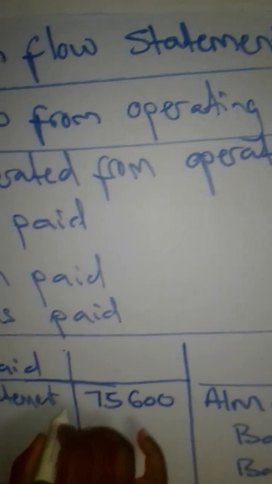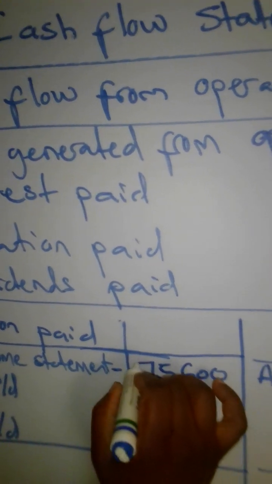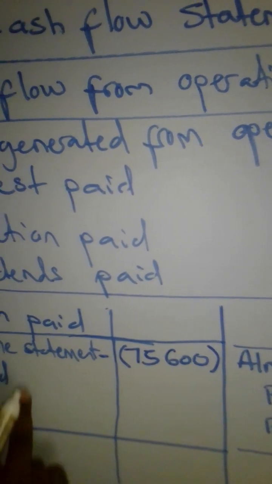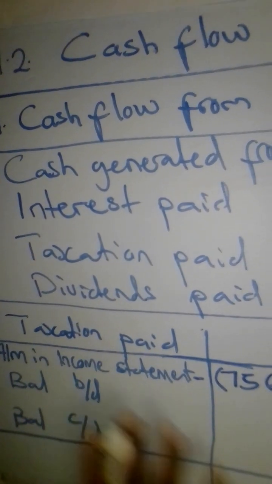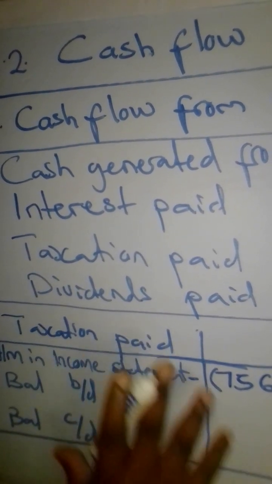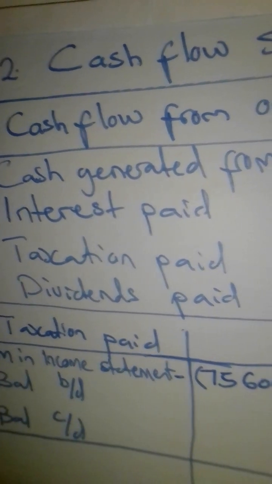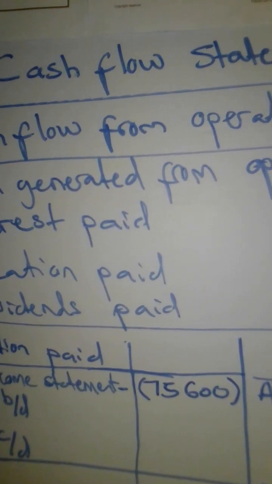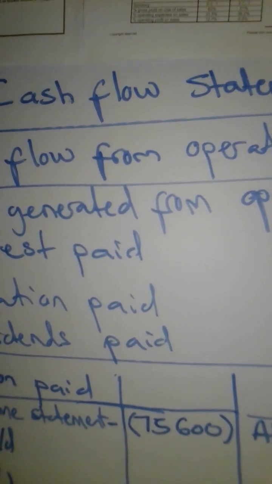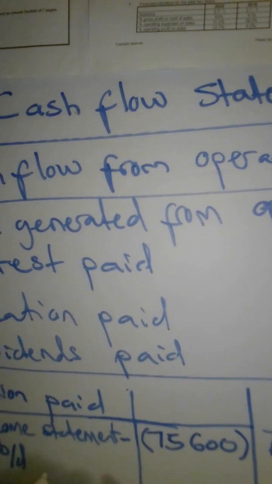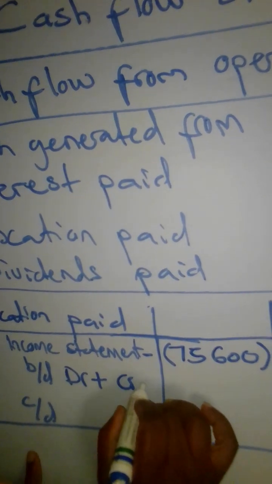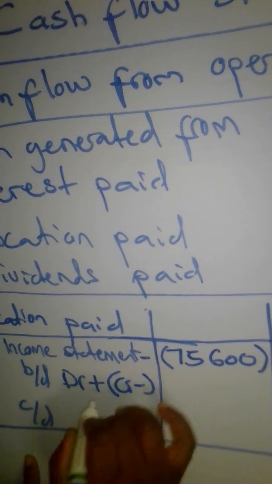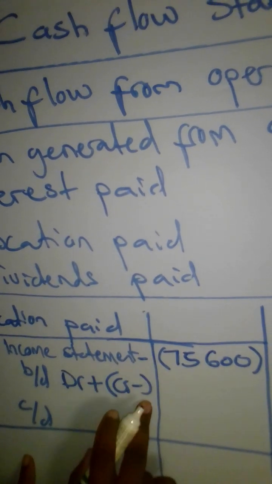We are going to record 75,600. This amount is supposed to be negative. You put it in brackets. Okay, the balance BD. I'll show you what I did last time again, for you to be able to know when to put the balance BD in brackets and when not to put it in brackets. This is the hint that I am going to give you. If it's a debit balance, it's going to be a plus. If it's a credit balance, it means it's going to be a minus. So when it's a credit balance, you're going to put brackets.